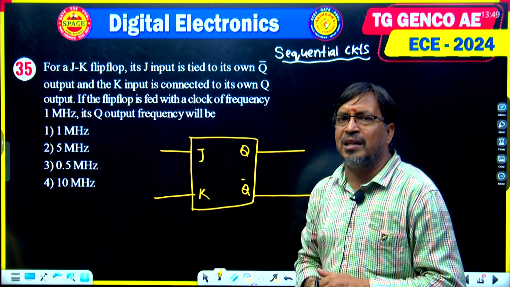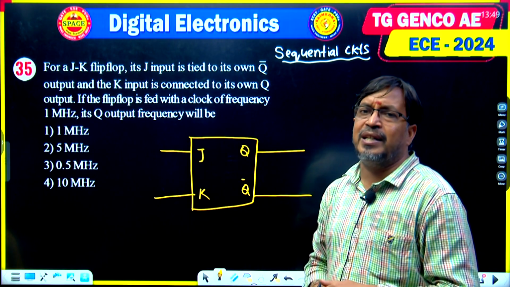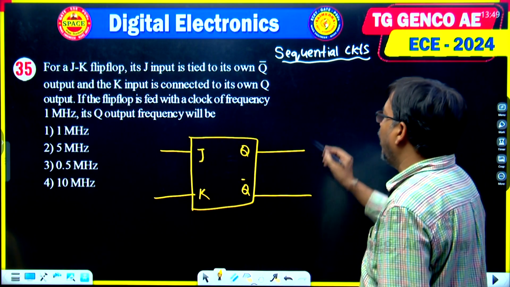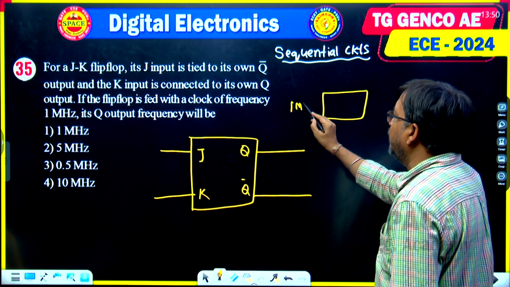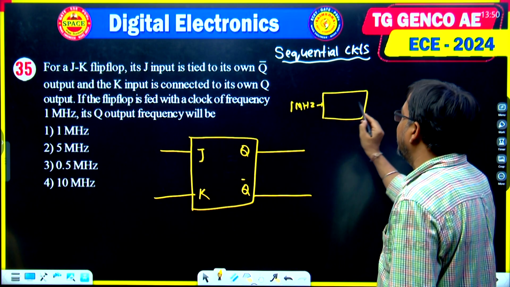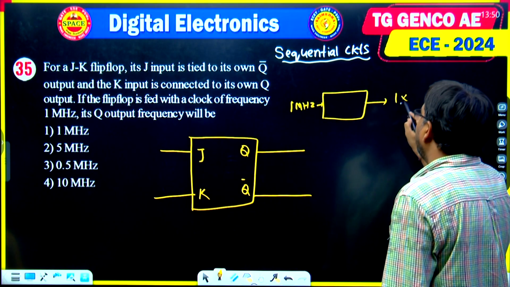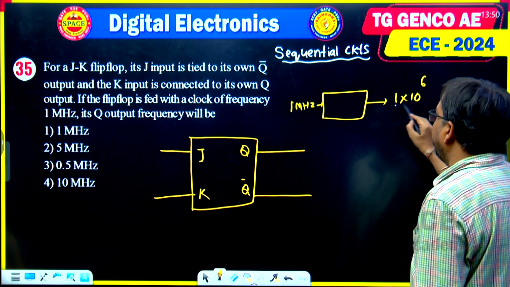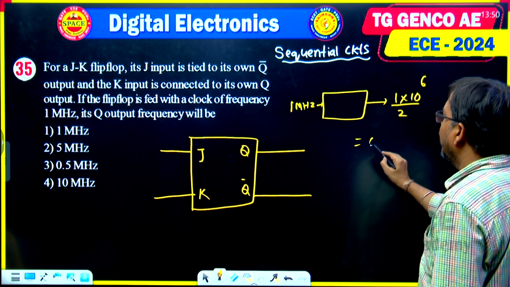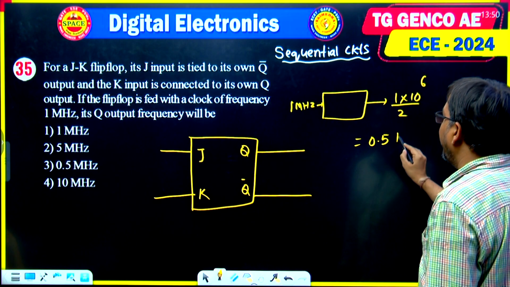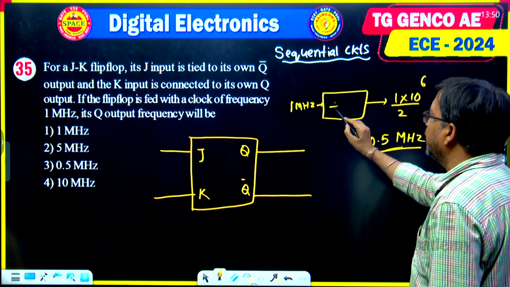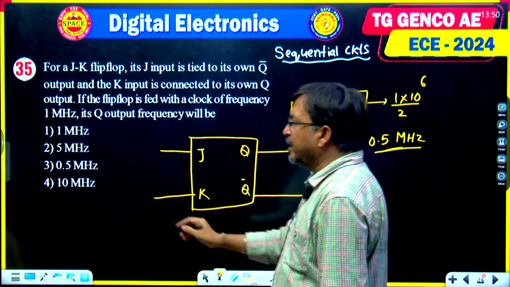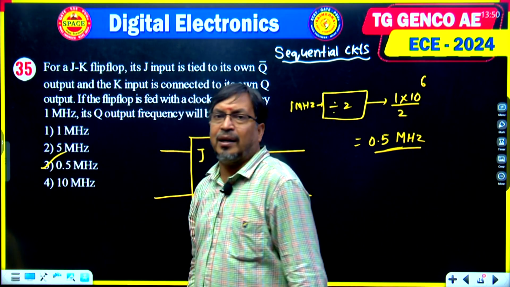The main application of a T flip-flop is as a frequency divider. If the input is given as 1 megahertz, then the output will be 1 into 10 power 6 divided by 2, which equals what? 0.5 megahertz. So the answer is 0.5 megahertz. Option 3 is the correct answer.